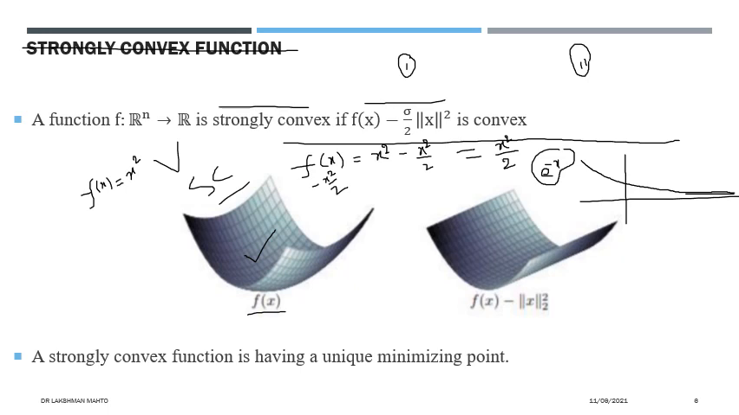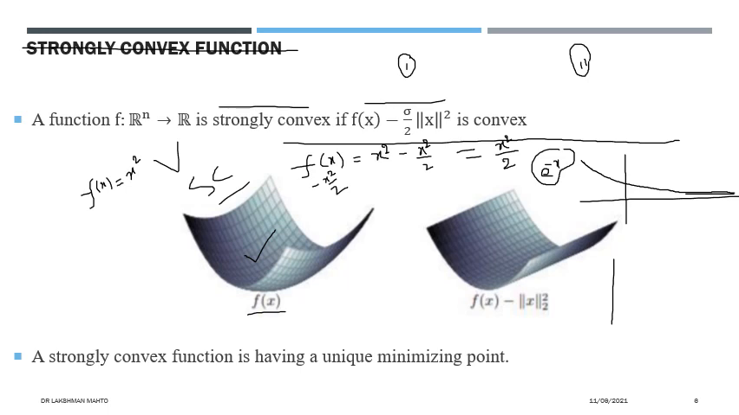But if you take a strongly convex function, it will have a unique minimizing point. So for example, anyone may give an answer: what is the minimizing point where e to the power minus x has its least value? Anyone may answer, what is the minimizing point of e to the power minus x?